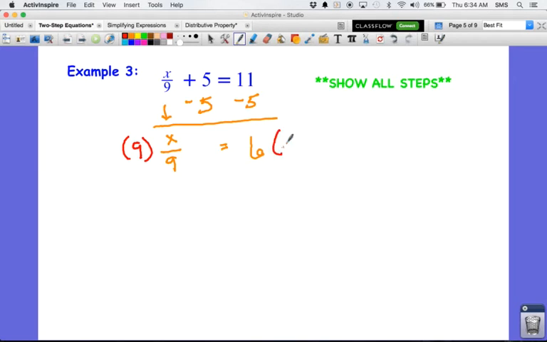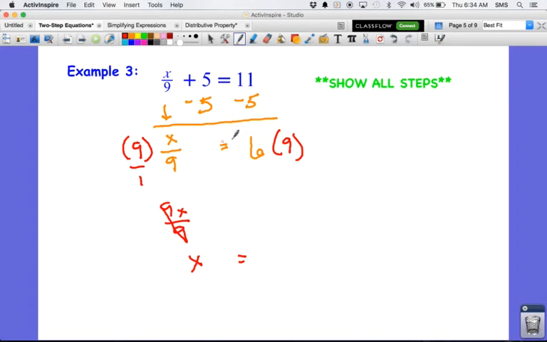And then I'm going to multiply by 9 over here. These cancel each other out. The reason why is if I were to multiply this fraction, I have 9 over 1 times x over 9, I'll get 9x over 9. Well, 9 divided by 9 is 1. They go away. So I just have my x by itself.